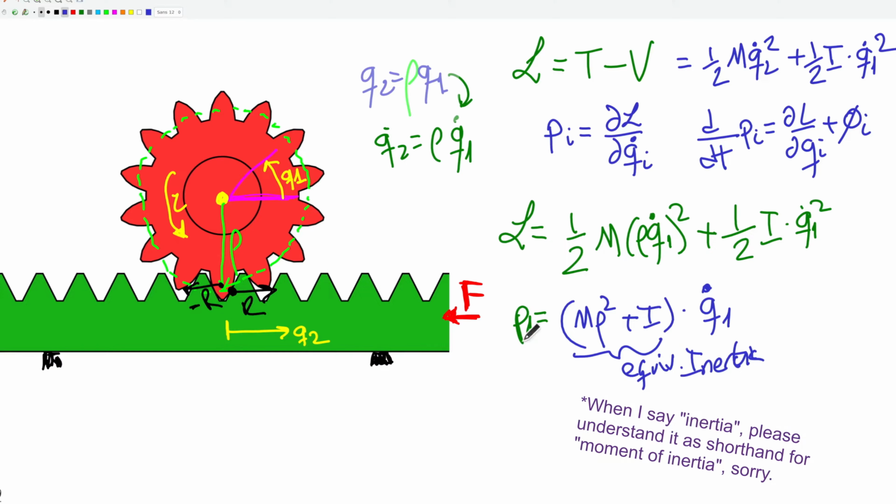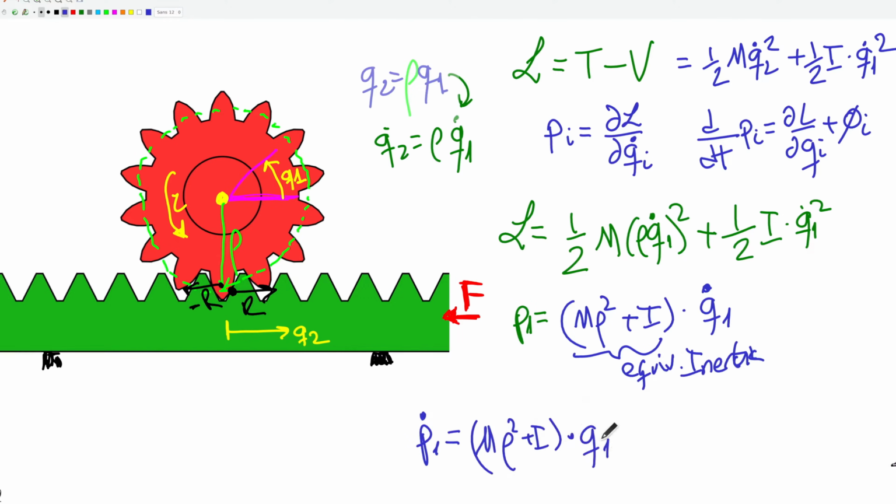Good. The thing is that the time derivative of P1, in order to apply this, will be equivalent inertia times acceleration, and that will be equal to phi, because the Lagrangian does not depend on position, so this will be 0. In our particular case, of course, with springs or vertical movements that would no longer be true, but in here this is 0. And then phi is computed as follows.